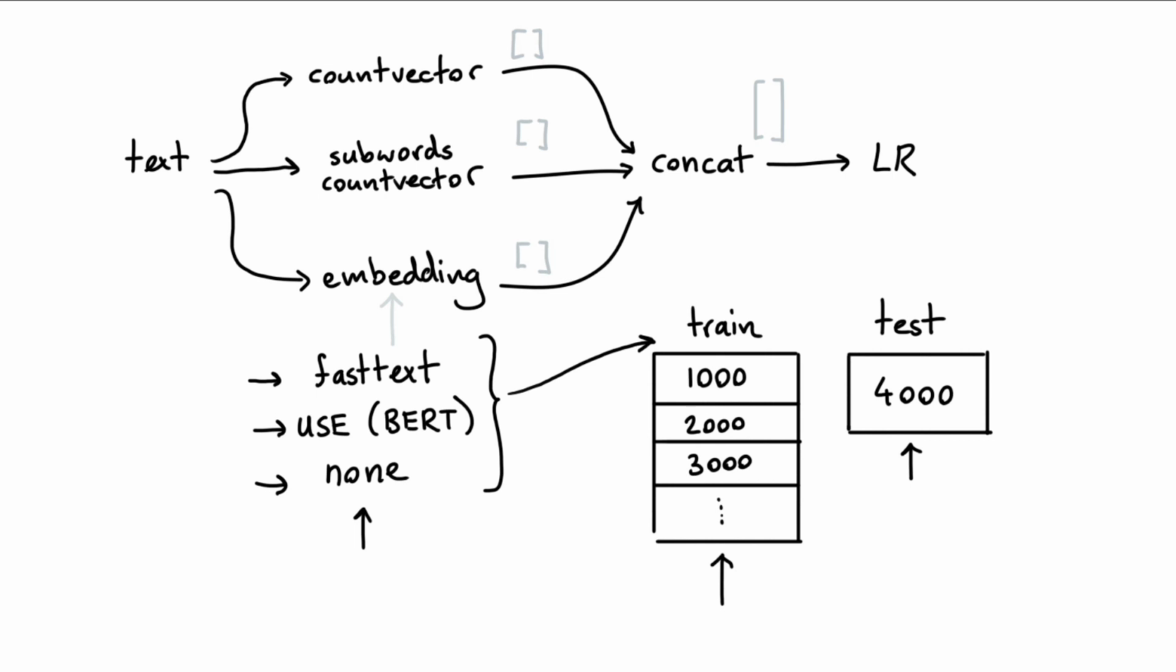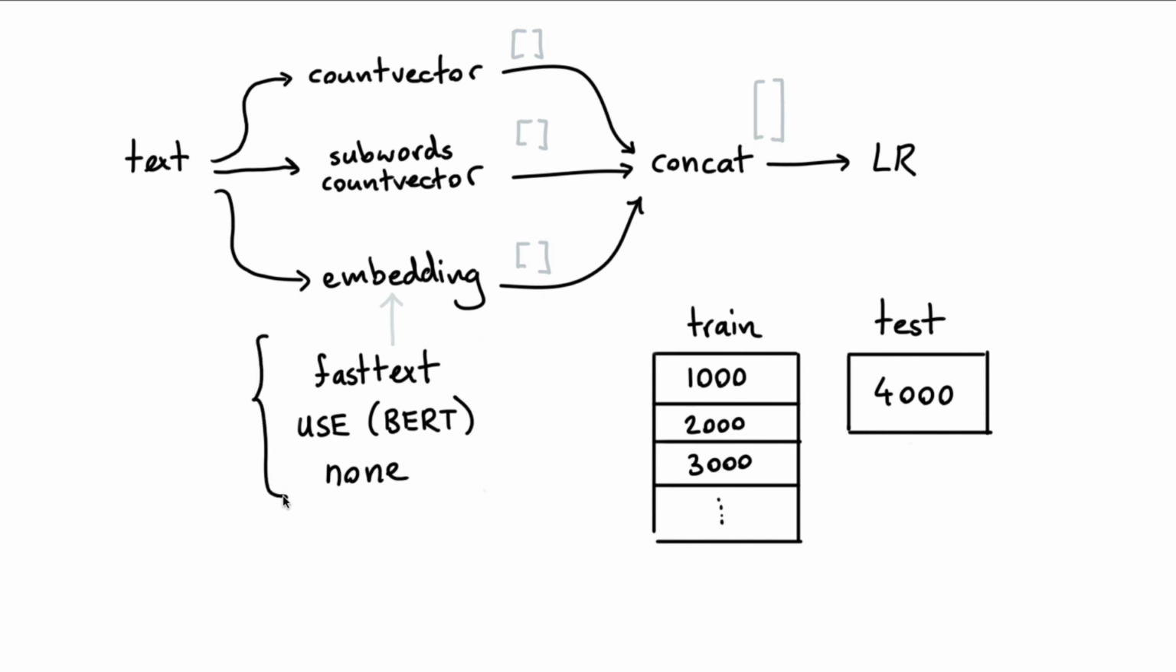And I can also argue that it might be interesting to understand the effect of the train size, because it might give us a hint that the best thing that we can do is not maybe add more embeddings, but instead to add more training data. So this is the setup that I'll be running.